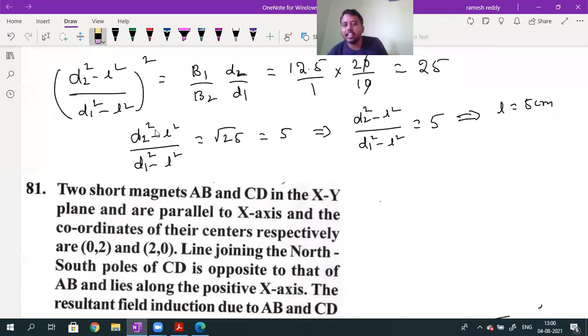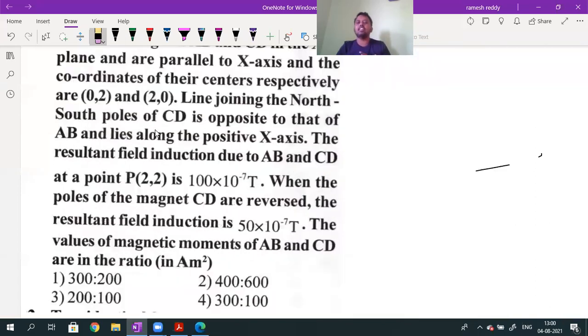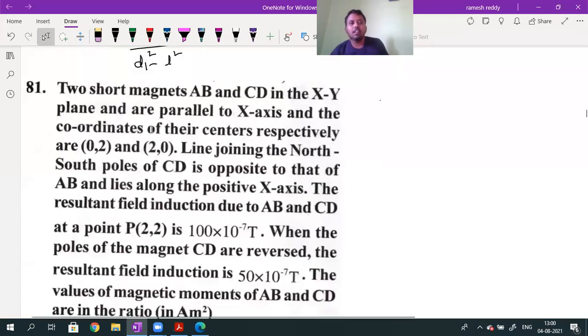The problem will be lengthy, the question itself looks somewhat lengthy, but it is a simple question. So what is this question? Two short bar magnets are there, one magnet is AB and the other is CD. They are in the XY plane, both parallel to the x-axis.